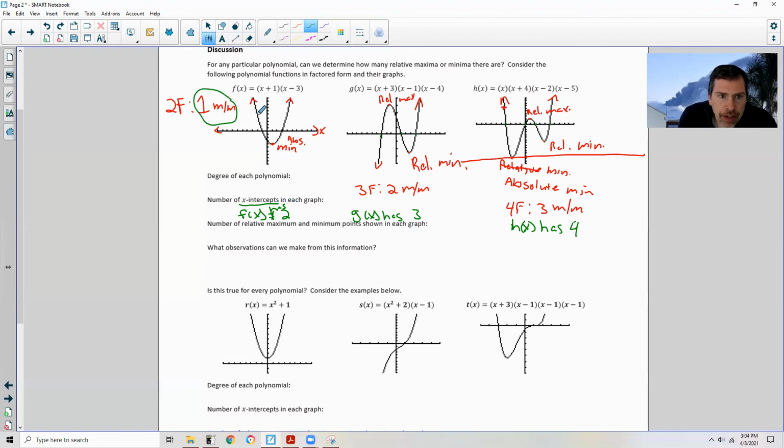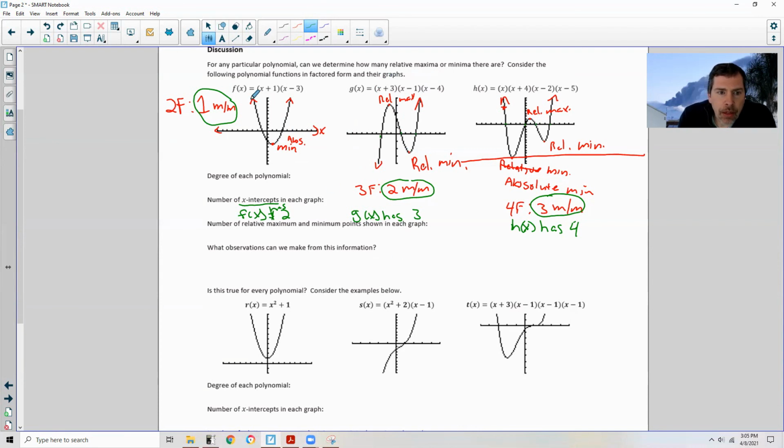I've already done that. F had 1, G had 2, H had 3. What observations can we make from this information? Okay, as long as we don't have multiplicities of our factors, we also always have to keep that in mind, then we're going to cross the axis. So if none of our factors are the same, no multiplicity greater than 1, then if we know the degree, the number of x-intercepts is the degree, and the number of mins and maxes is 1 less than the number of x-intercepts, or 1 less than the degree.